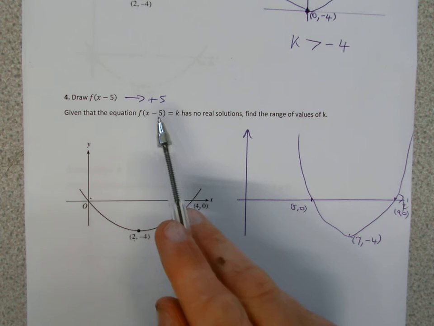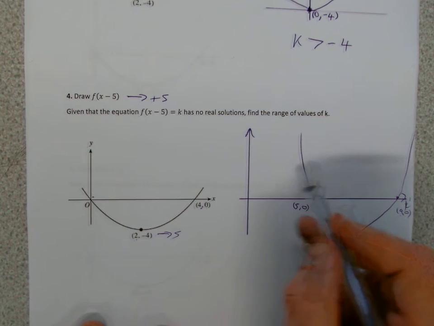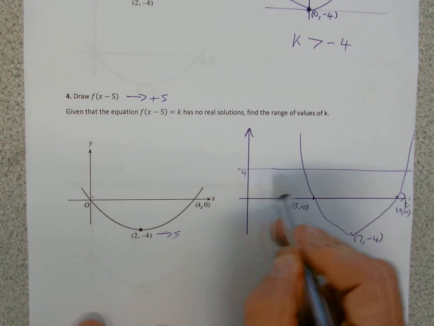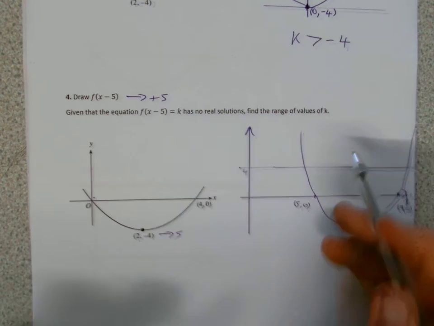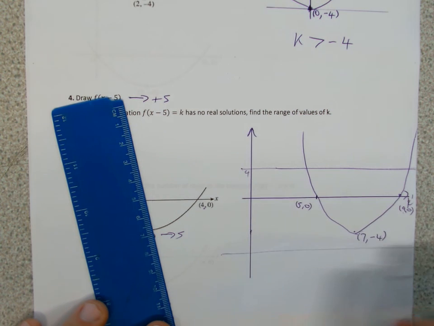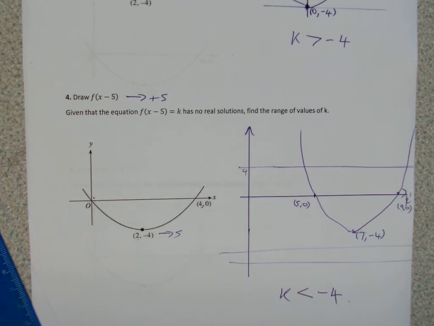So it says then, given that the equation f of x minus 5 equals k has no real solution, find the range of values of k. Now remember, as we saw before, if we're up here, that's no good. If we take k to be 4 or whatever is there, that's no good because it's got two solutions. No good at all. We want no solutions. So k has got to be down here somewhere. In fact, k has to be underneath that minimum point. It can't equal that minimum point because you'd have one solution. It's got to be underneath it. So k in this case has got to be less than minus 4. Okay, and we've answered our question.